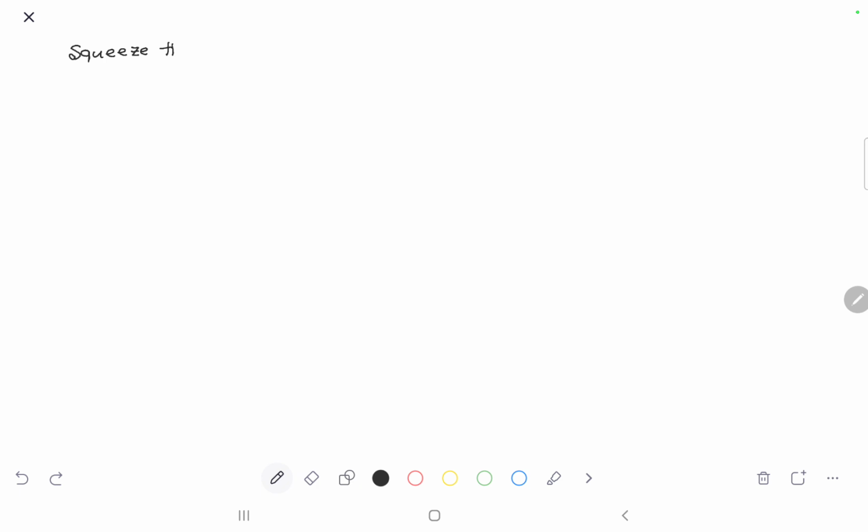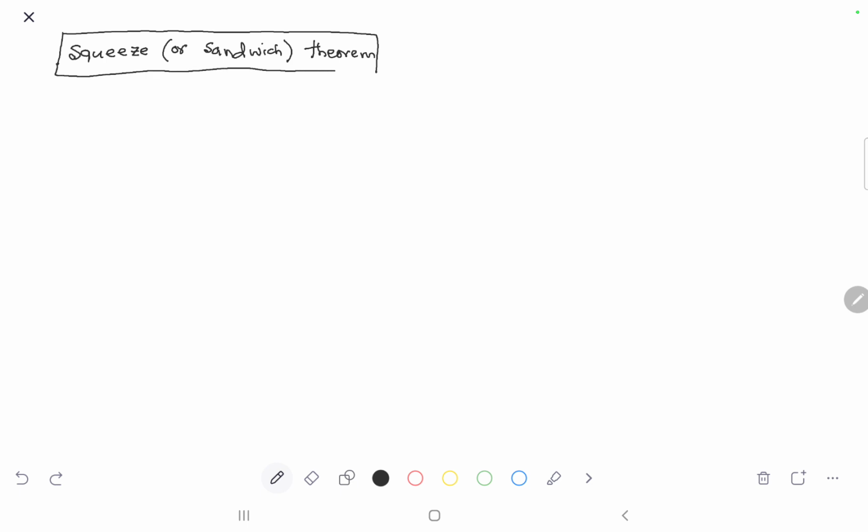Squeeze theorem, sometimes called the sandwich theorem. So let me tell you the statement first.